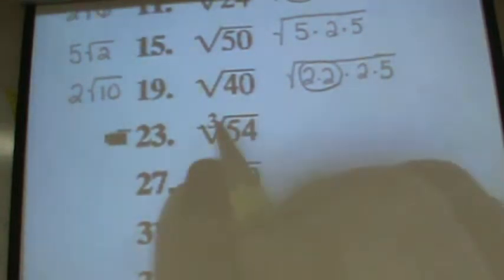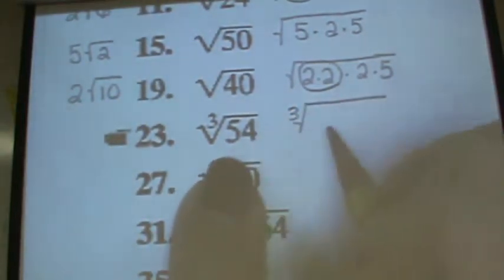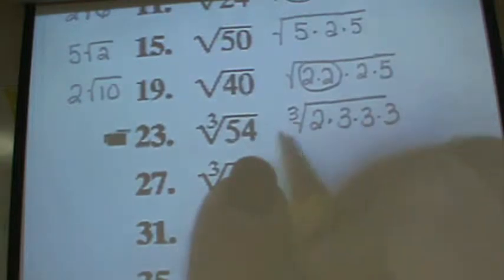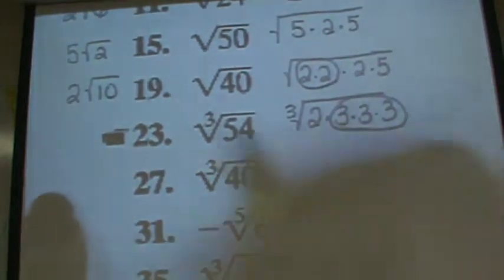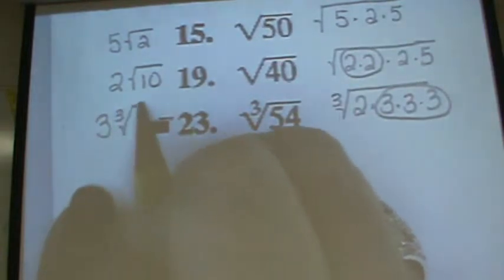Number 23, cube root of 54. We are looking now for 3 of a kind. So we have 2 times 3 times 3 times 3 is 54, because 27 times 2 is 54. So we have three 3s here, and there's our 3 of a kind. So our answer for this is 3 times the cube root of 2.